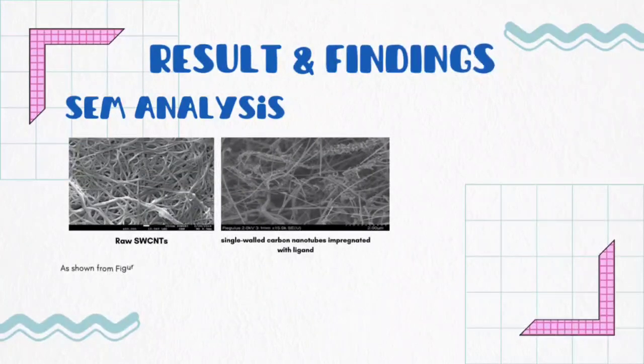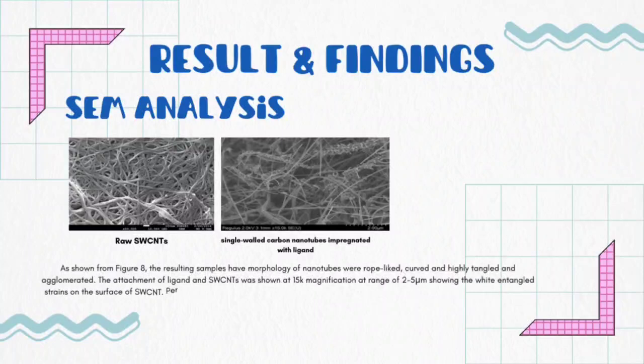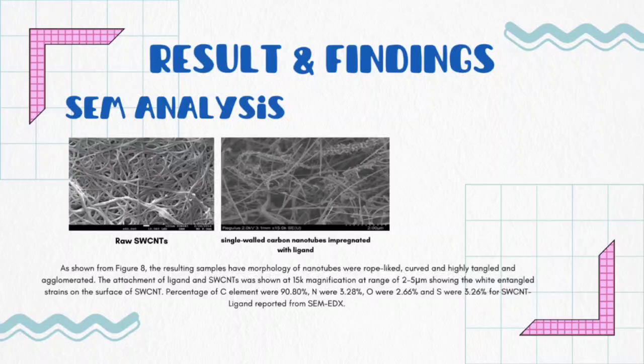After the impregnation process, the sample underwent SEM analysis. There are slight differences between raw single-wall carbon nanotubes and single-wall carbon nanotubes impregnated with ligands. As shown in figure 8, the resulting samples have a morphology of nanotubes that were rope-like, curved, highly tangled and agglomerated. The attachment of ligand and single-wall carbon nanotubes was shown at 15K magnification at a range of 2 to 5 micrometers, showing the wide and tangled strands on the surface of the single-wall carbon nanotube.